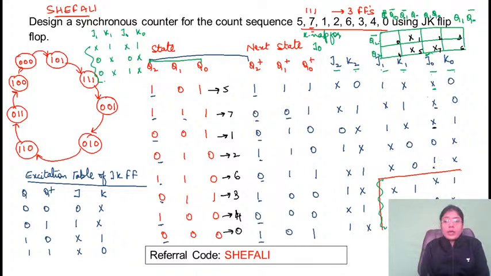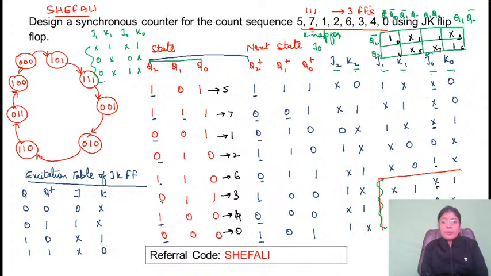Next, corresponding to 6 we are getting 1. Corresponding to 3 we have don't care. Corresponding to 4 we have 0. Corresponding to 0 we have 1. So these are the entries in the K-map.